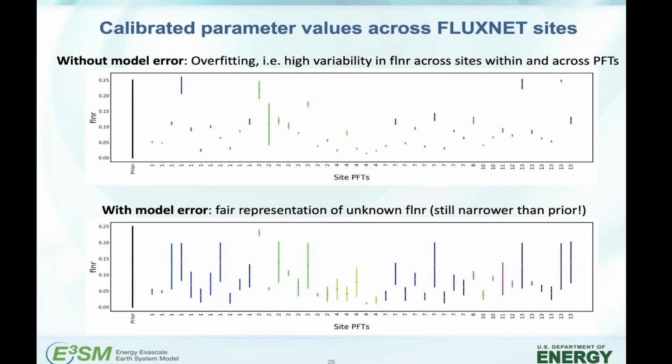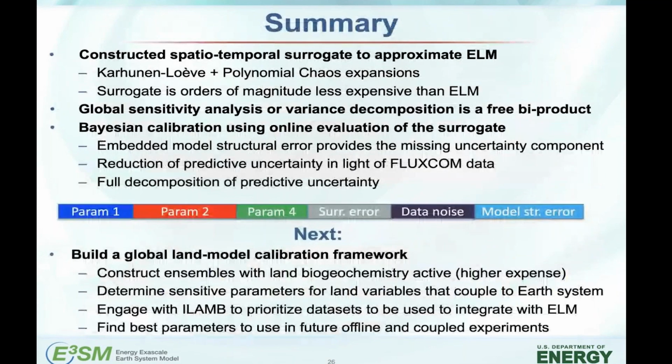As a summary, I'll mention that we constructed a spatio-temporal surrogate to approximate ELM, using Karhunen-Loève, which is principal component analysis, plus polynomial chaos expansion, and the surrogate is orders of magnitude cheaper than ELM. Global sensitivity is a free byproduct of it, really, and Bayesian calibration uses online evaluation of this surrogate with FLUXCOM data, and this extra model structural error component built into the Bayesian likelihood allows us to formulate predictive error bars that do not overfit as much as in a classical Bayesian calibration sense.